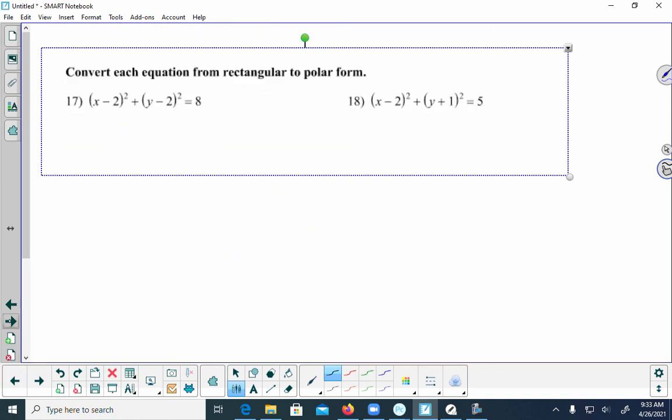So change it to degrees and just graph. All right, the next one we have: convert each equation from rectangular form to polar form.